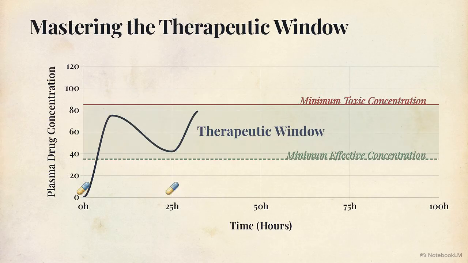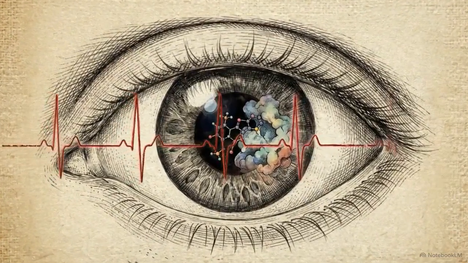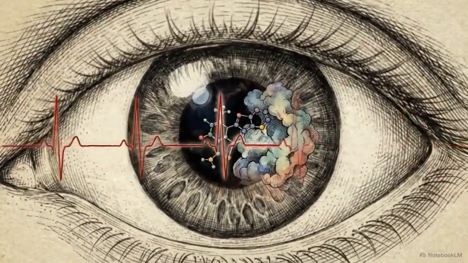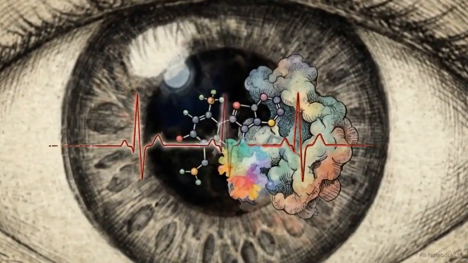Pharmacokinetic principles dictate the dosage and frequency required to maintain the plasma concentration curve within this shaded band. Pharmacology functions as the engineering of drug concentrations at the site of action, ensuring a predictable biochemical response within safe metabolic limits.